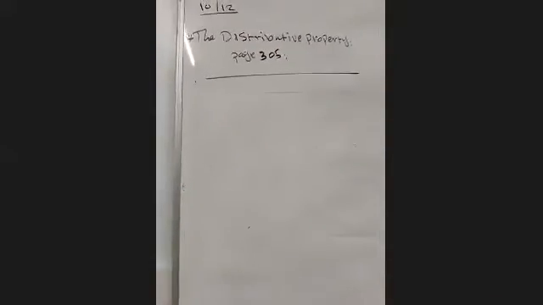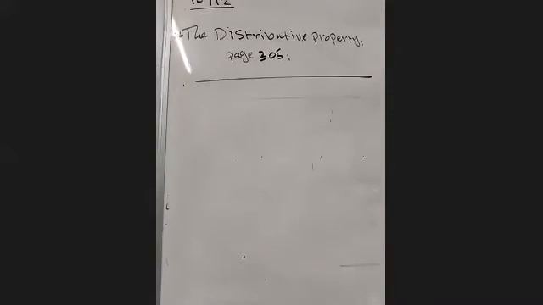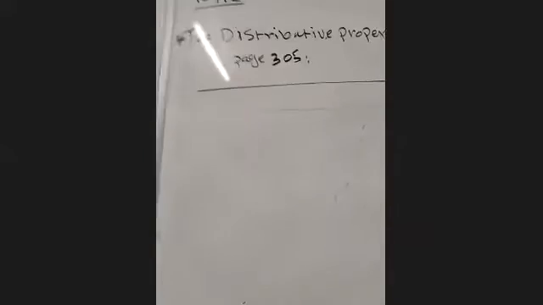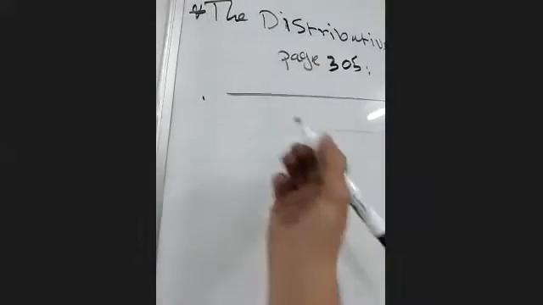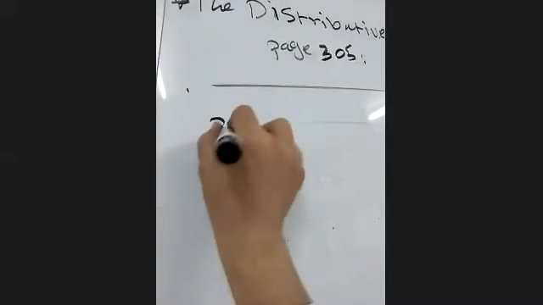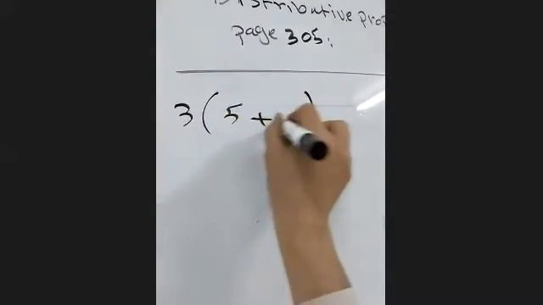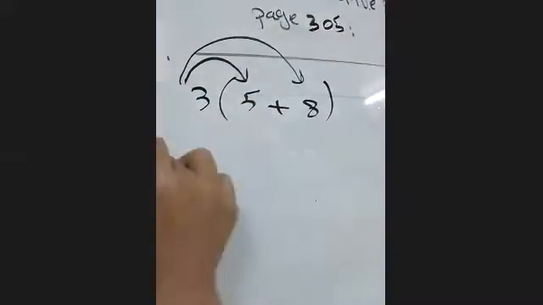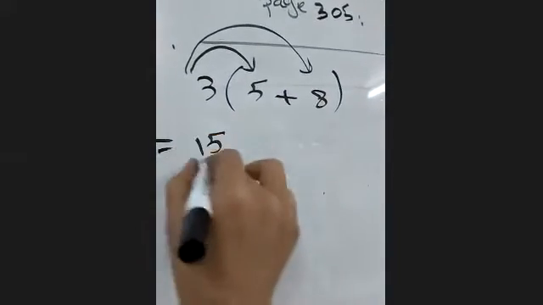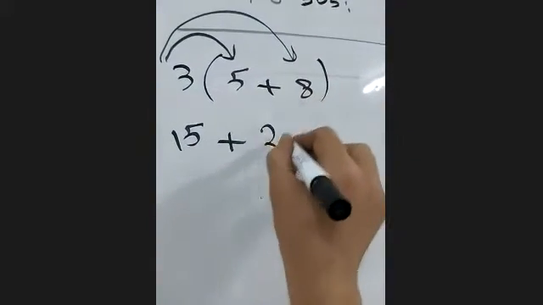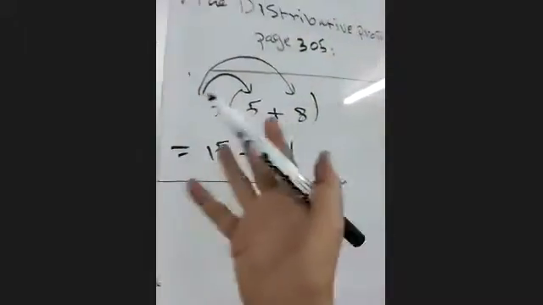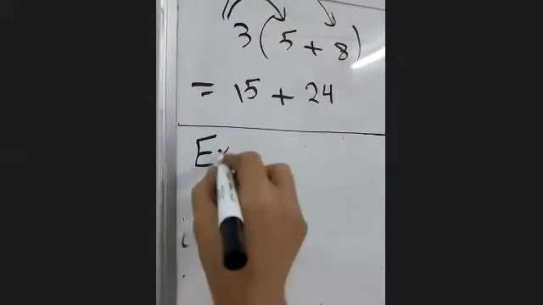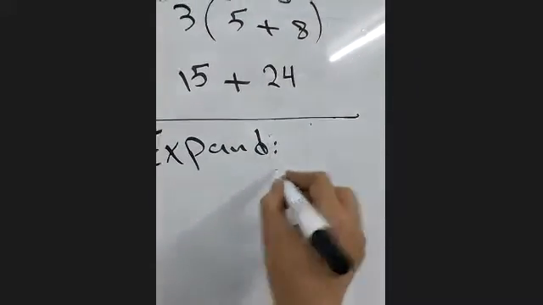Okay, guys, let's continue in our lesson, the distributive property, page 305. Let's remember what we did in the previous lesson. We do something like 3 multiply 5 plus 8. We can distribute the 3 on 5 and 8. It is 3 multiply 5, 15, plus 3 multiply 8, 24. We use it more in algebraic expressions, like we said, expand. Don't forget this word, please.